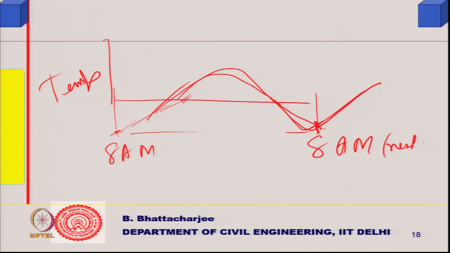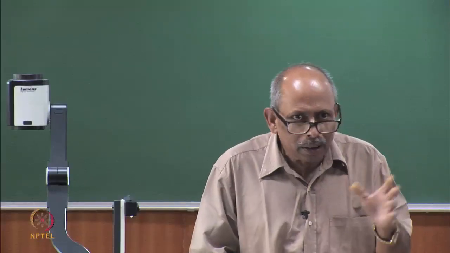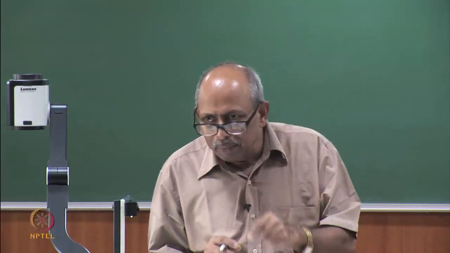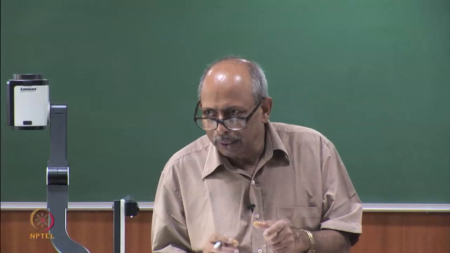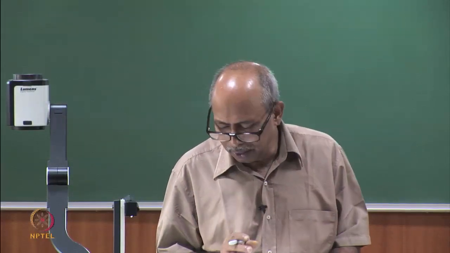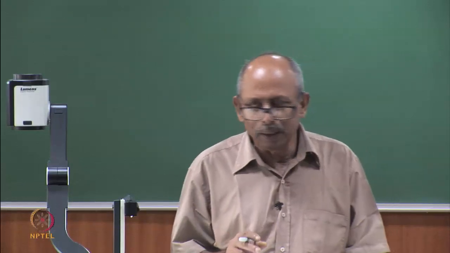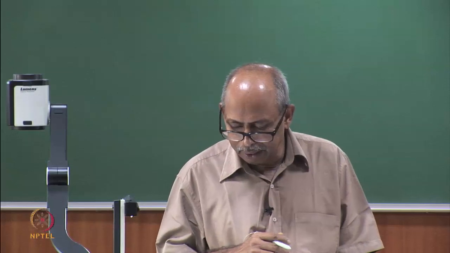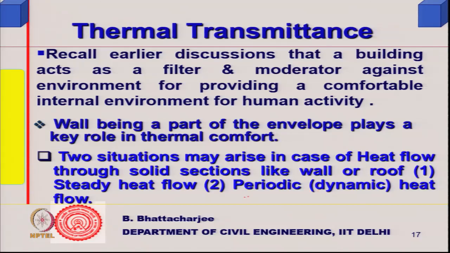Usually temperature is periodic, 24-hourly periodic, because it is related to the sun's rotation. I am just talking of external temperature. So, when I am talking of dynamic here, I am looking at a situation of periodic heat flow. When I am talking of dynamic, in case of heat transfer from surrounding to the building, I am looking at this situation. That is what has been stated here. So, here it is dynamic heat flow.